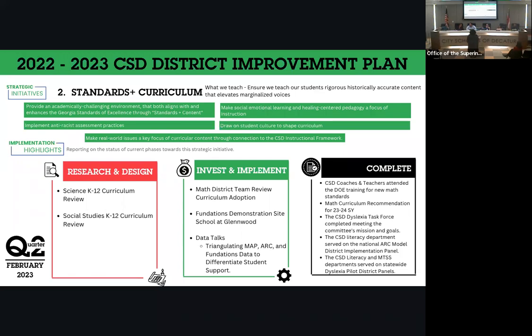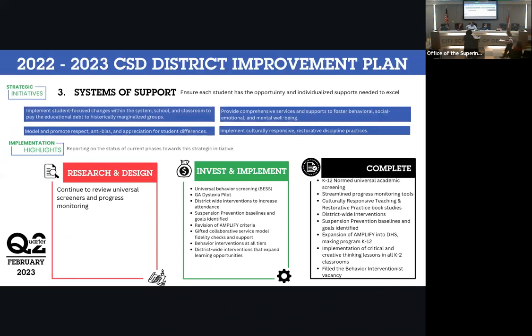So that goes back to our implementation phases from the second or third slide. Things that are in the complete box are initiatives or trainings or things we have completed as a district, but that means we're still collecting data and monitoring those. If we're in the invest and implement, that means we have assigned and allocated funding and we're starting the implementation phase. If it's in the research and design phase, it means we're still looking at it, discovering what we need to do, and designing the implementation rollout. Thank you. Yeah, you're welcome. Great question.